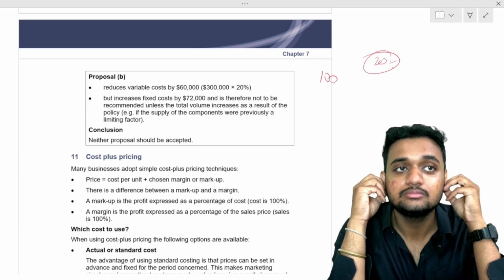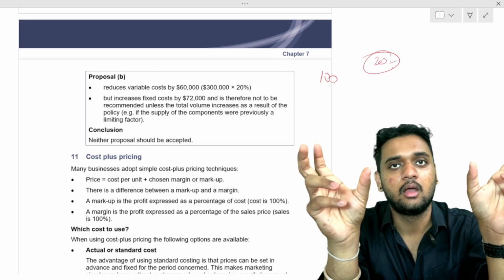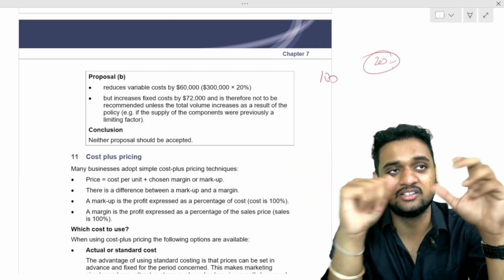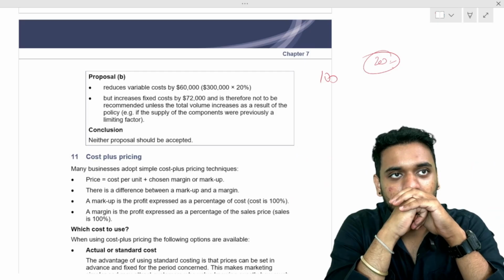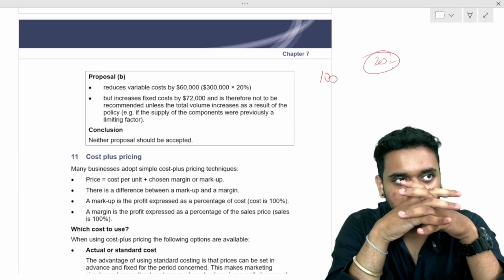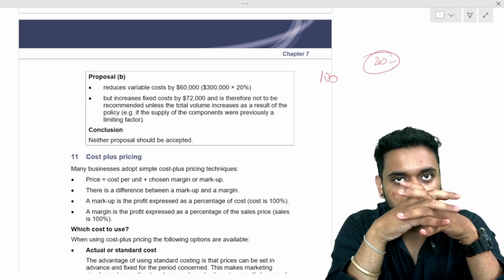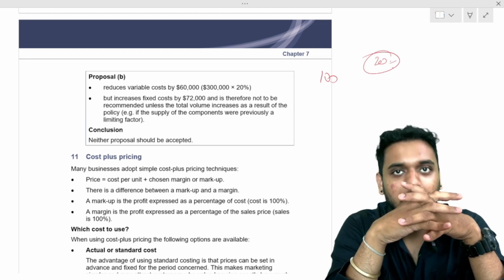Margin is 20, sir. Cost is given means markup should be given, but margin is given. What do we do? Selling price is 100, cost is 80, plus 20%. So on margin it's 20%, on markup it's 25%. How? 1 by 4, 1 by 5. I'll tell you how to find it.